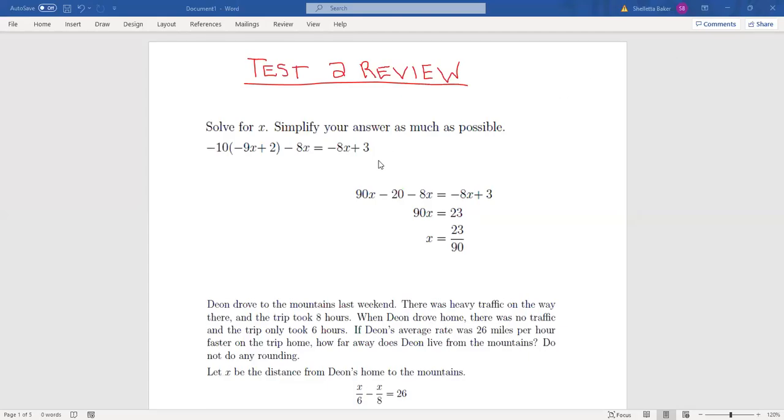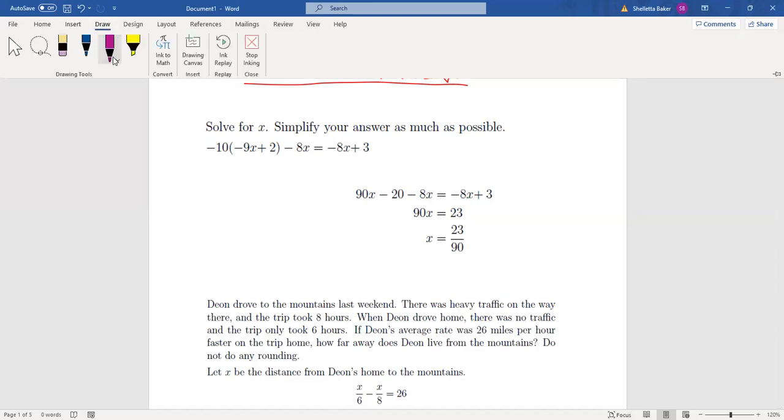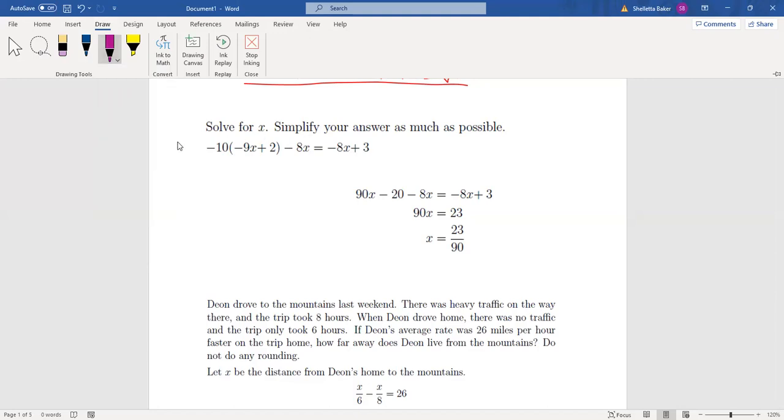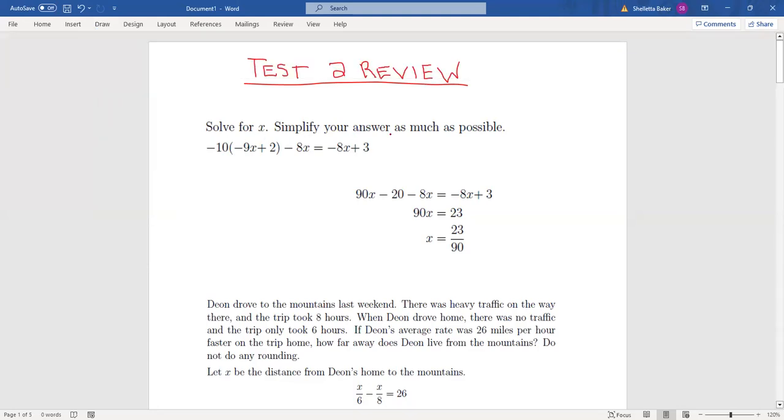All right, guys, here's your review for the second exam, test 2, which we're getting ready to take in a few weeks. There are 11 problems. Problem number 1, we're solving for x, and you want to make sure you simplify to the final lowest terms.